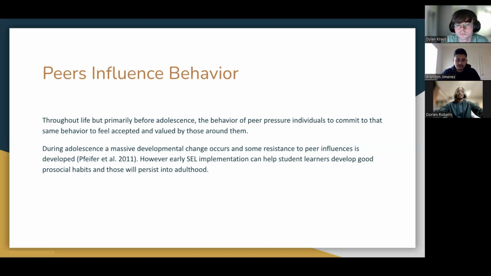During adolescence, a massive developmental change occurs and some resistance to peer influences develops. However, early SEL implementation can help student learners develop good pro-social habits, and those will persist into adulthood. So from the six types that I had up there, being around certain peers or the way you were taught by either a parent, guardian, or someone of a figure, teach you how to do good, or as time goes on, you live and learn. With those types of habits in your life, that'll affect you later on in your adulthood.